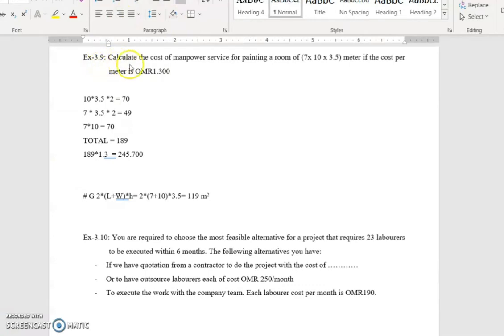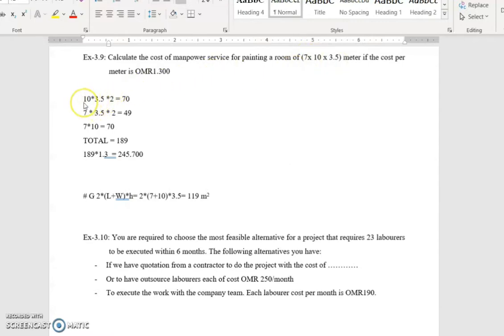The next question, 3.9: calculate the cost of manpower service for painting a room 7 by 10 by 3.5 meters, if the cost per meter is 1.3 Omani riyals, 1 riyal 300 paisa. This is the manpower service only, excluding the materials, which is the painting itself. So 7 by 10 means width and length, and 3.5 is the height.